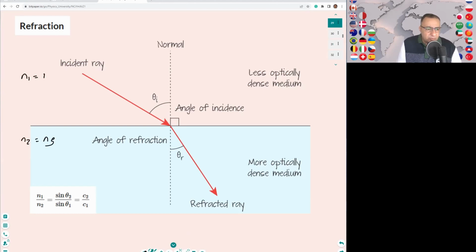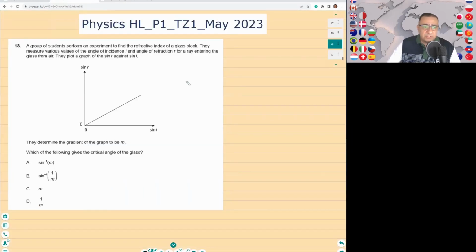Now applying Snell's law, n1 over n2 equals sine theta r divided by sine theta I. Let's apply this in the question. n1 is air, so I will say 1 over n2, which is n sub g, equals sine of the angle of refraction, which he called r instead of theta r, typical IB, and then the angle of incidence, he called it I. So we can say 1 over n sub g equals sine r over sine I. Snell's law, straight application.